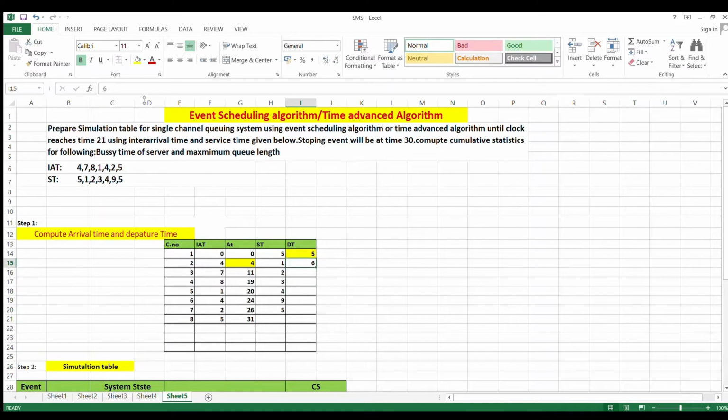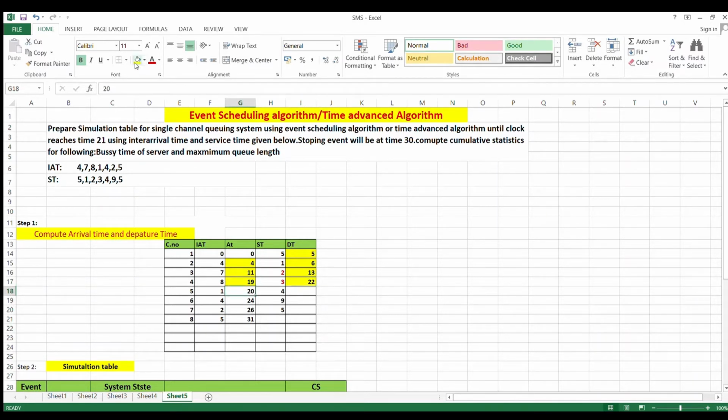Next, the previous departure time is 6. Arrival time is 11. Maximum is 11. 11 plus 2, 13. Next, the previous departure time is 13. Arrival time is 19. Maximum is 19. 19 plus 3, 22.